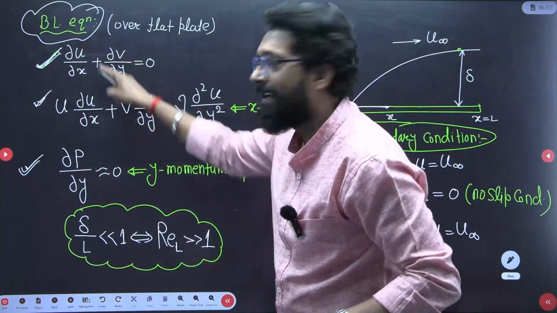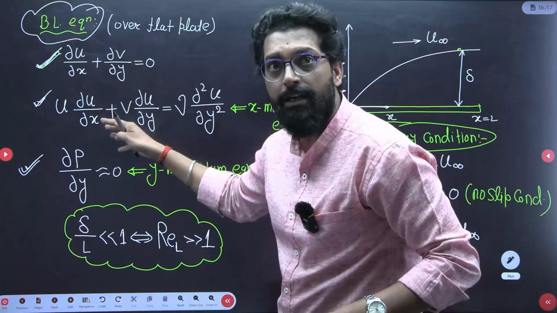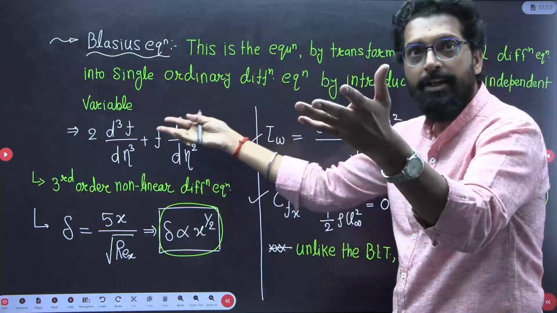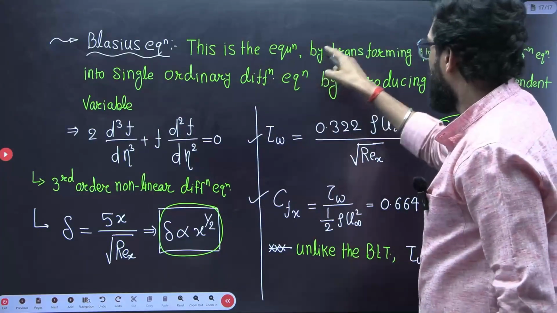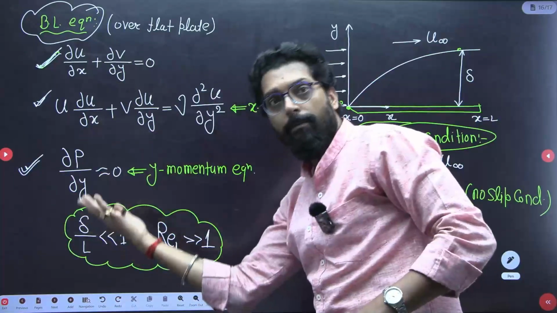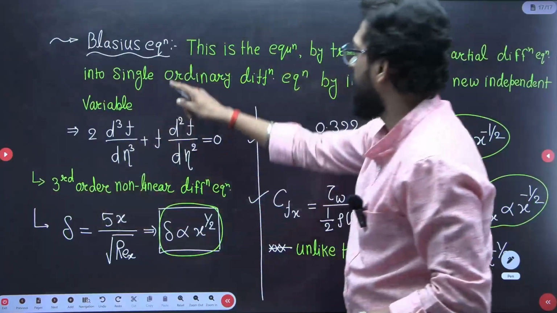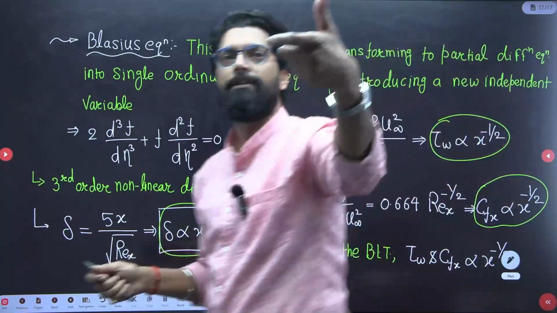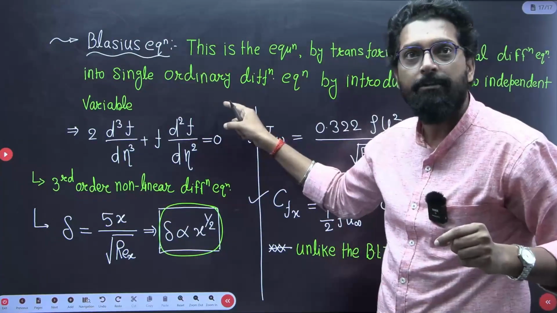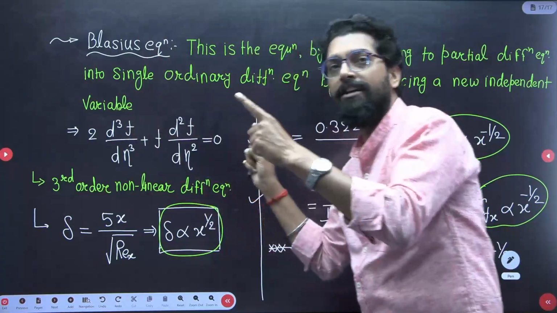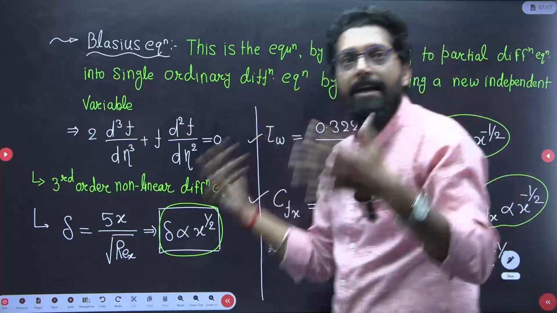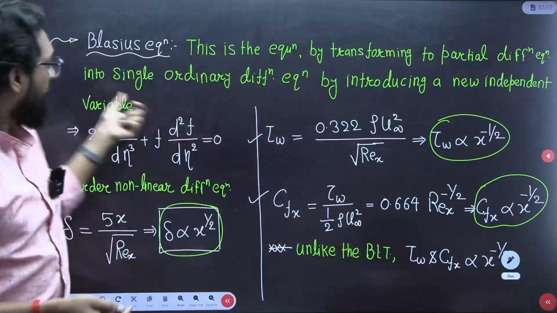See, there are two differential equations, and they are partial differential equations, which are very difficult to solve. So Blasius developed this equation by transforming the partial differential equation. These two partial differential equations will be transformed into a single ordinary differential equation. So if someone asks you what the Blasius equation is, you can say that, sir, the Blasius equation is always an ordinary differential equation.